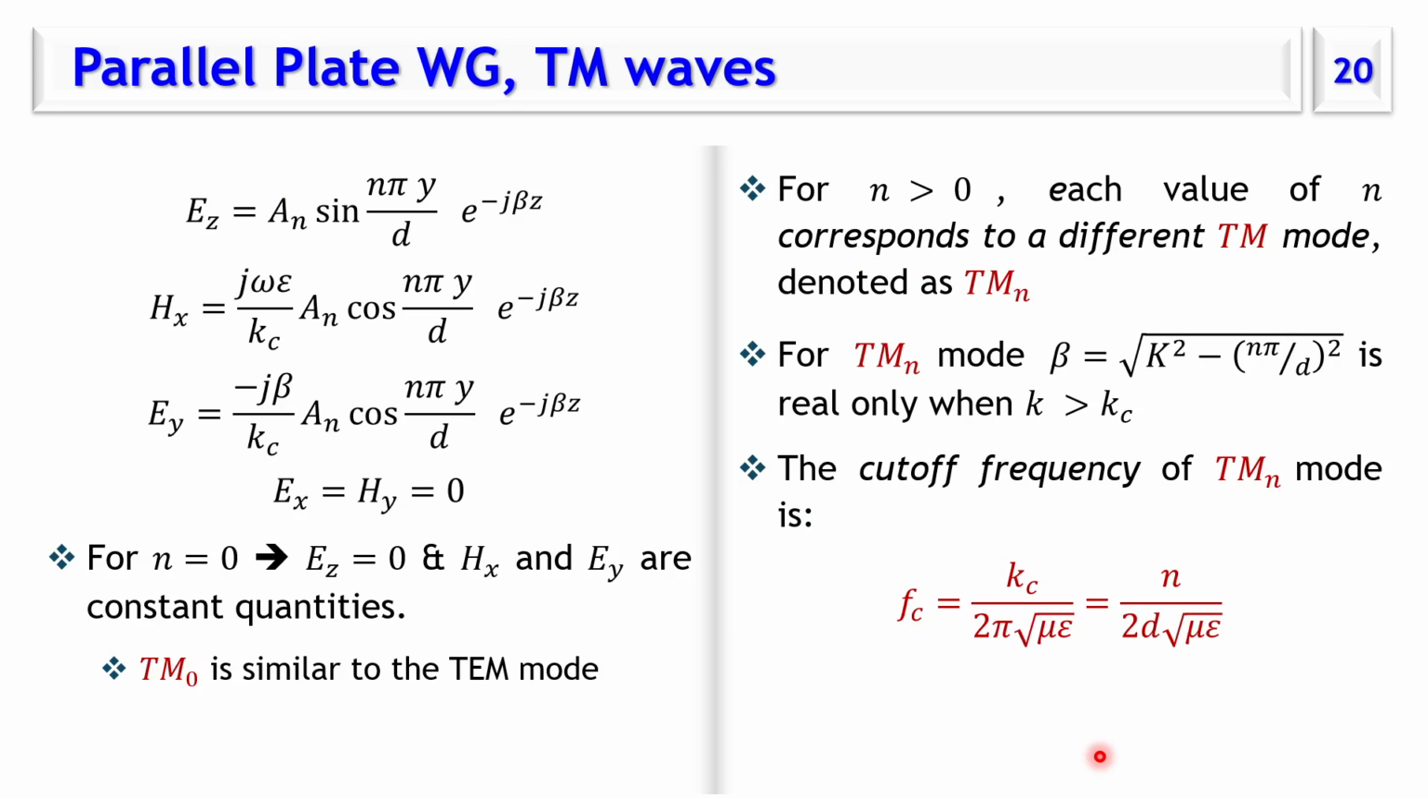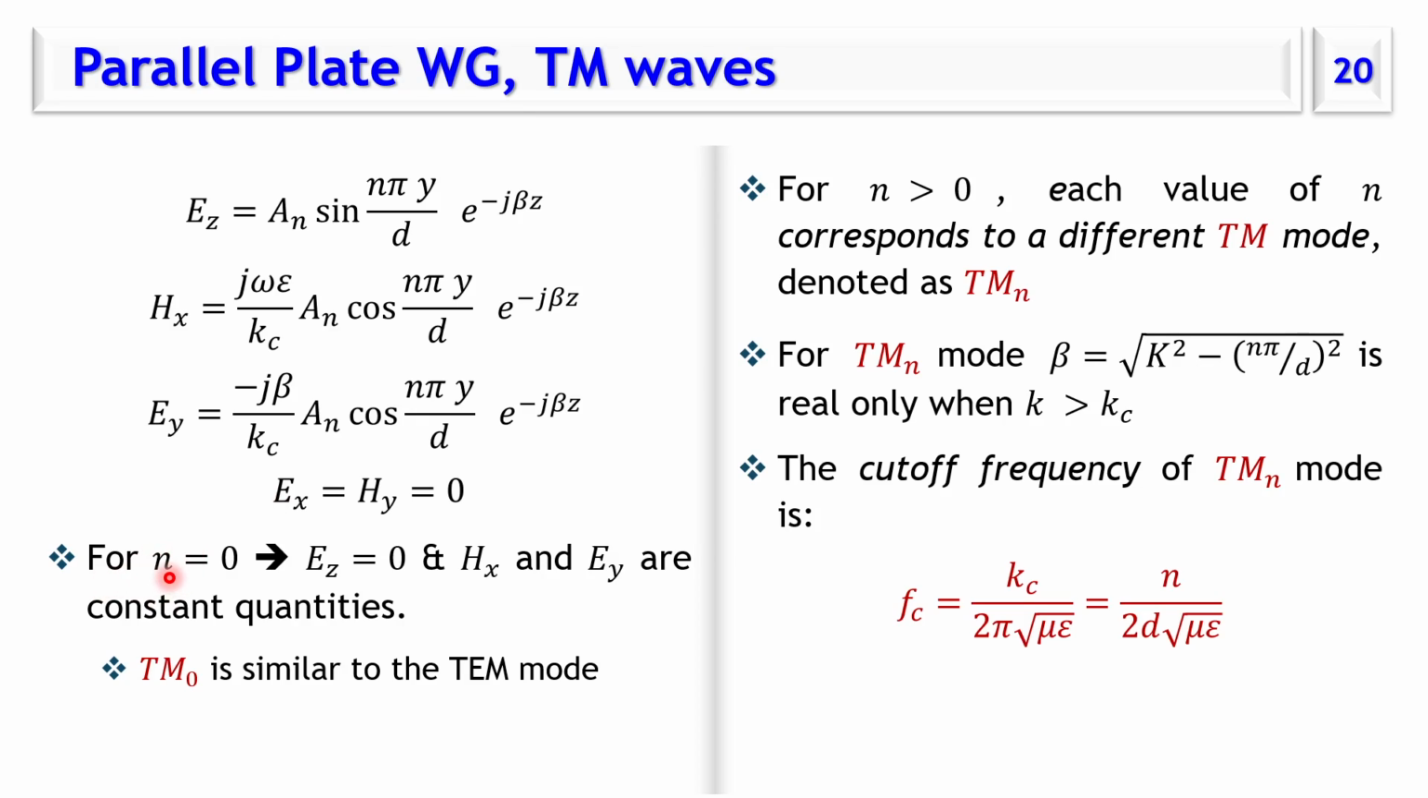This n defines modes. So for n equals 0, it's called TM0 mode. For n equal 1, it's called TM1 mode. For any general n, it's called TMn mode. So this is the solution for Ez. From the solution for Ez, we can find the solution for Hx and Ey. As we said before, Ex and Hy equal 0.